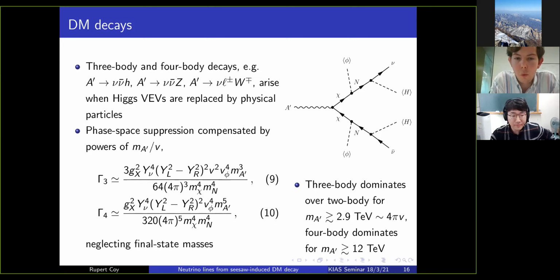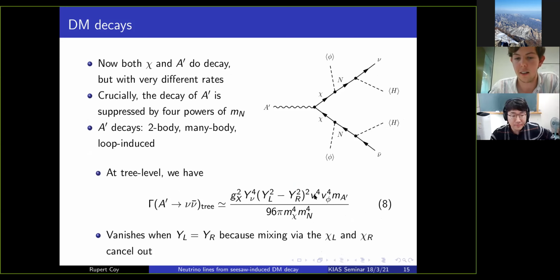And while that is generally true, there's the interesting thing here, because when you have a VEV, so you have a 2-body decay and you have these Higgs VEVs, that comes with a V, basically, in the amplitude. And so you have two Higgs VEVs, so you have V squared in the amplitude, so you have V to the fourth in the width.